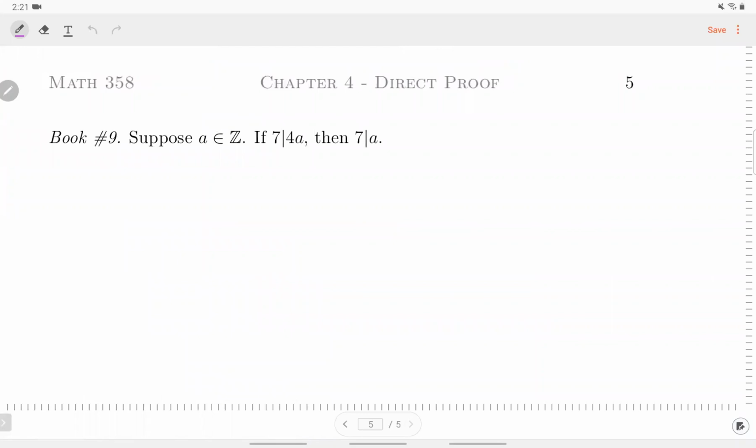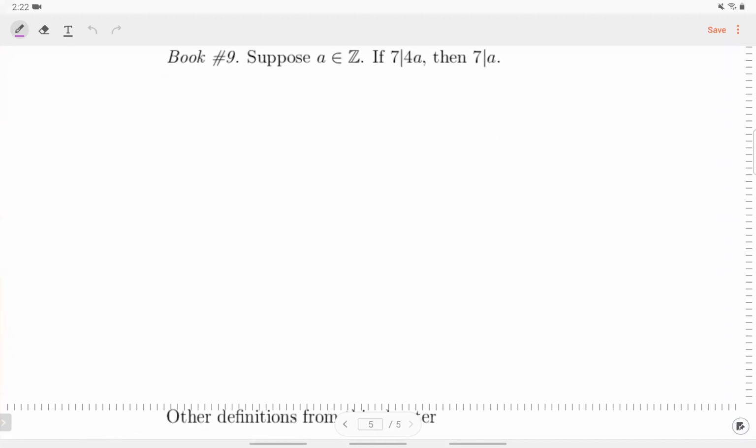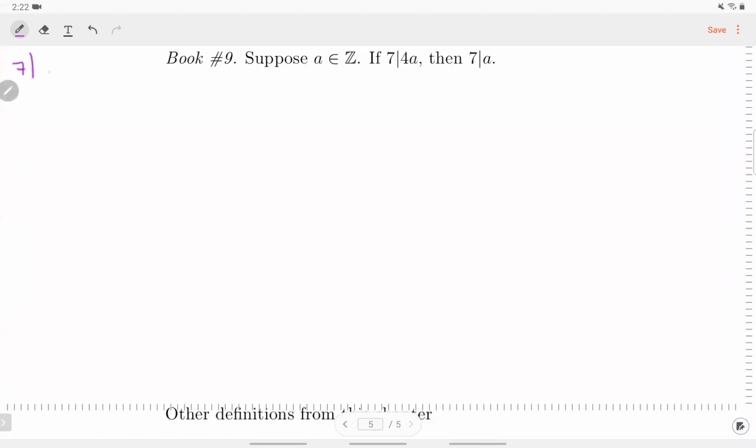Because this one's a divides proof, and I wanted to get to another one of these today. So if 7 divides 4a, then 7 divides a. This one is going to require a little bit more tinkering than a straight divides, like that first homework problem you have. Okay, so let's do some scratch work. 7 divides 4a. That means 4a equals 7 times something. I'm going to call it k, some integer k.